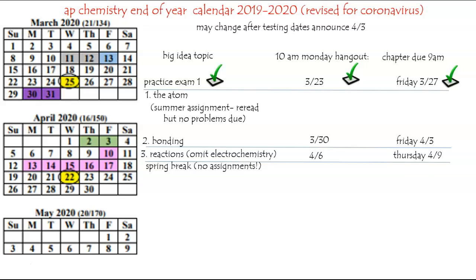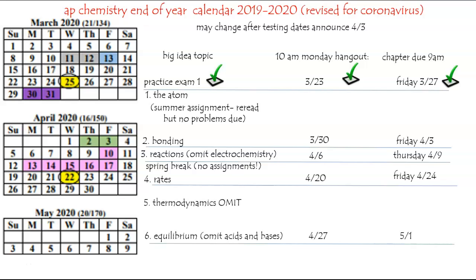And then the following week, we go to big idea number 4 with the usual Monday hangout, followed by the chapter due date. Chapter 5, we don't have to do it all. That's thermodynamics. We omit the whole thing. So that's nice. It fits in now so that we'll be doing the last chapter on the week, hopefully, before the exam. That's equilibrium, hangout, and chapter due.